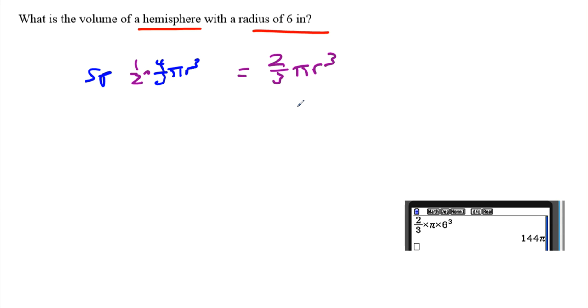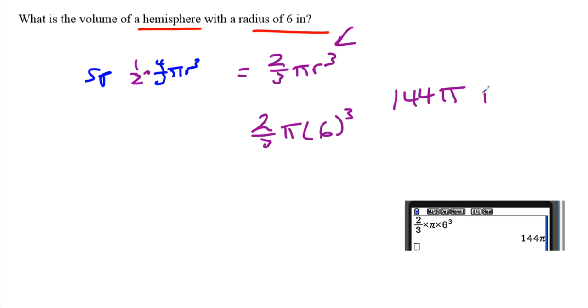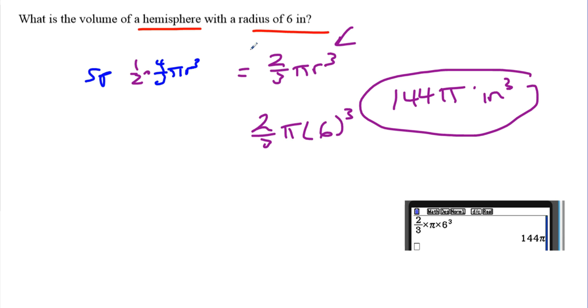All right, well, we just plug 6 in right there, toss it in our handy dandy calculator. 2/3 pi times 6 cubed, that's 216. 216 divided by 3 times 2 gives me 144 pi. Okay, and that's going to be inches cubed. All right, it didn't say exact or approximate, so I'm too lazy to put this in the calculator, so I just leave my answer like that. And I think that's it.